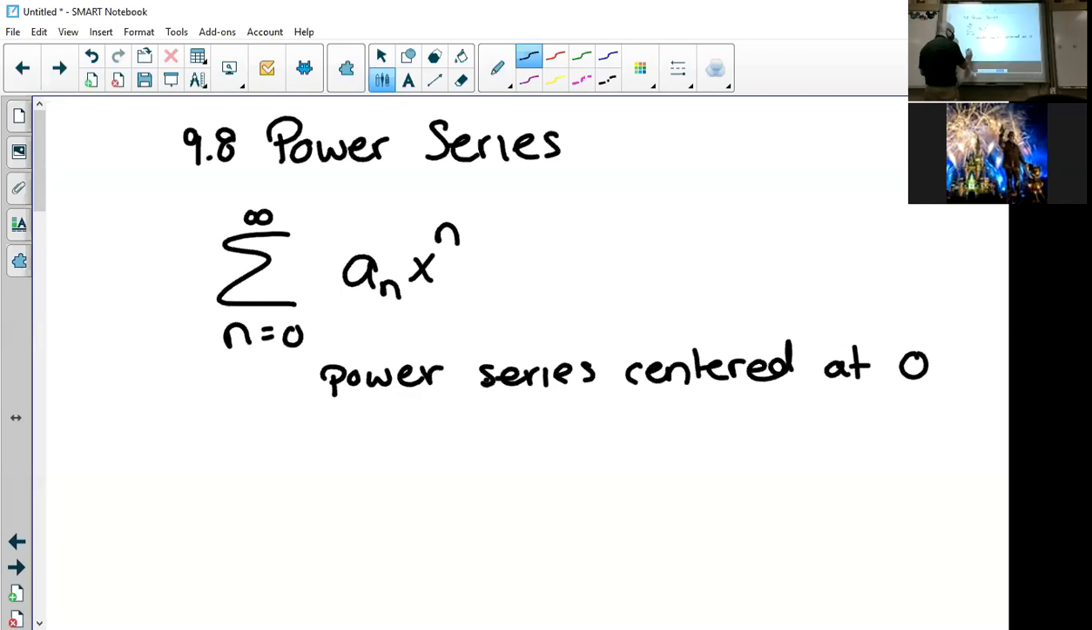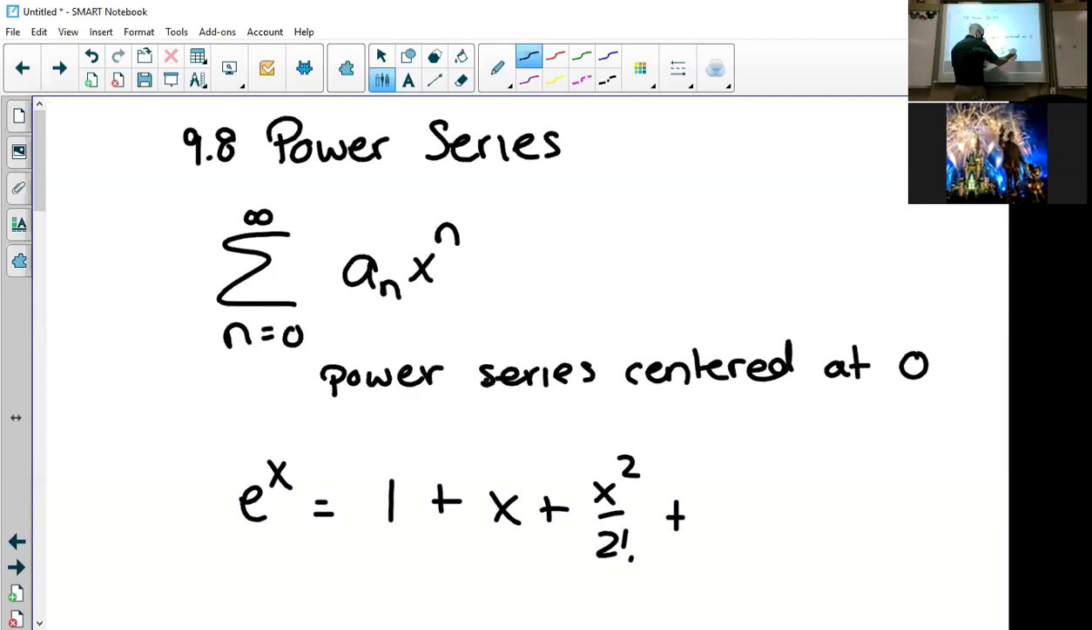An example would be e to the x, which can be represented as a power series of 1 plus x plus x squared over 2 factorial plus x to the third over 3 factorial, until you get to x to the n over n factorial. If you were to add up all of the values when you plug in an x value, you would get the same value. This is an infinite series.